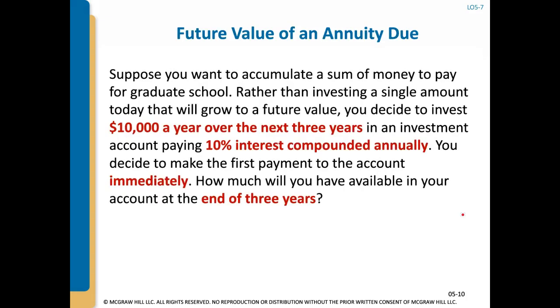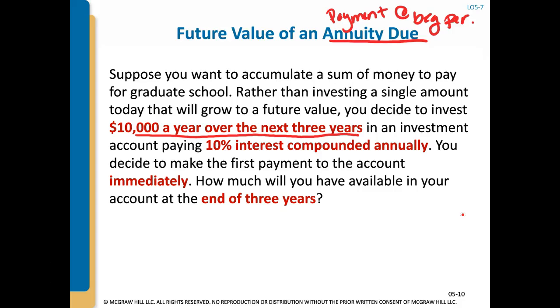Similarly, when we have future value of an annuity due, it means the payment is at the beginning of the period. And so suppose you want to accumulate a sum of money to pay for grad school, rather than investing a single amount that will go to future value, you decide to invest $10,000 a year over the next 3 years, which is what makes it an annuity, in an investment account paying 10% interest compounded annually.